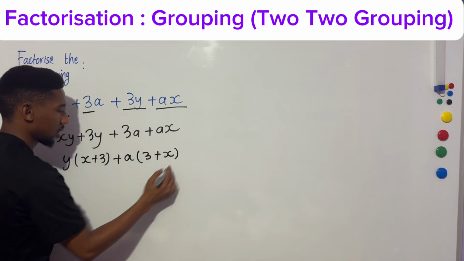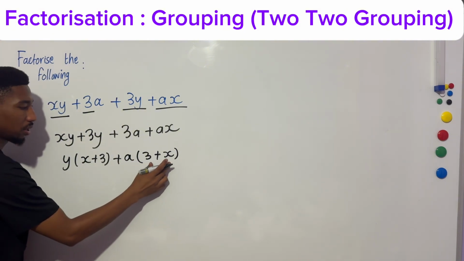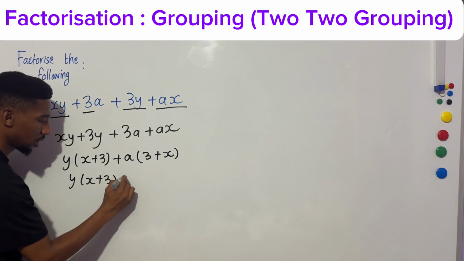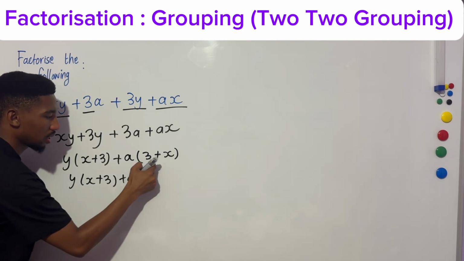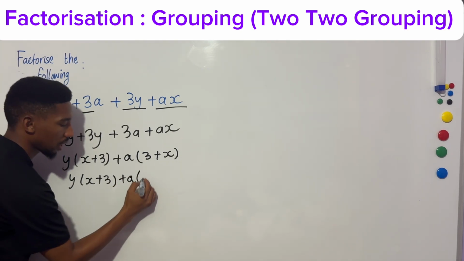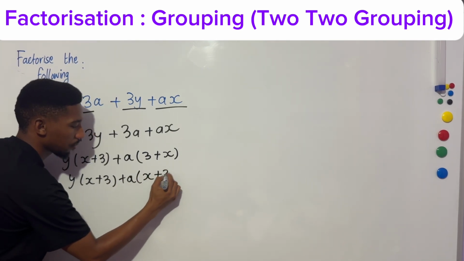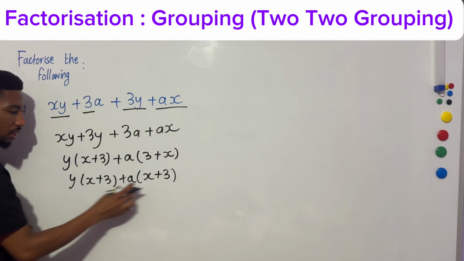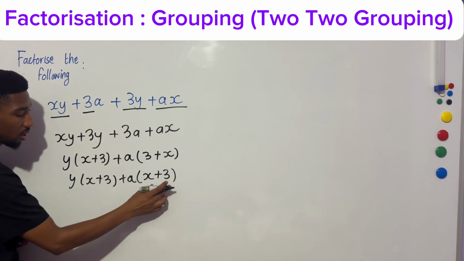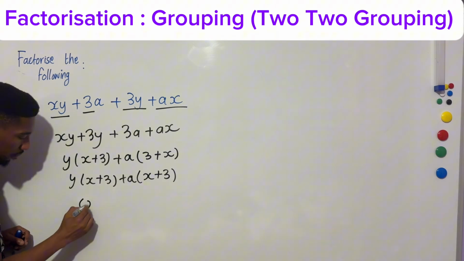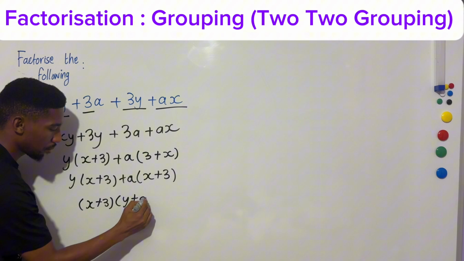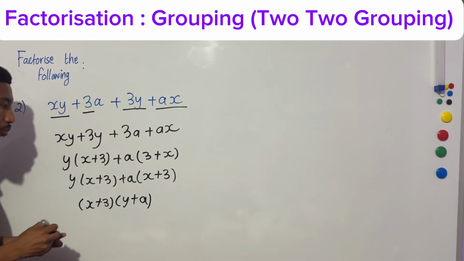plus x. Now we can simply rearrange. So we have y(x plus 3) plus a, and since it's a positive sign in the bracket, I can write the x first and the plus 3 after that. Now these brackets are the same. Then I can take out the bracket x plus 3, and then I can say y plus a.